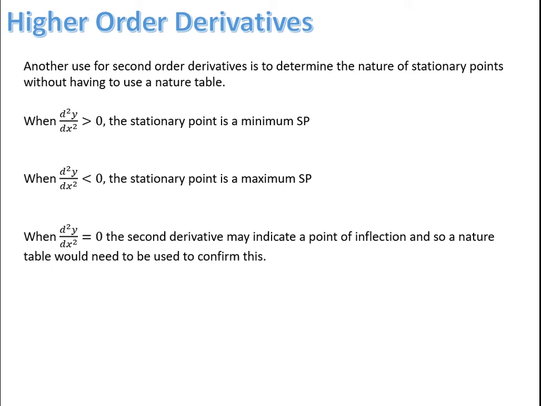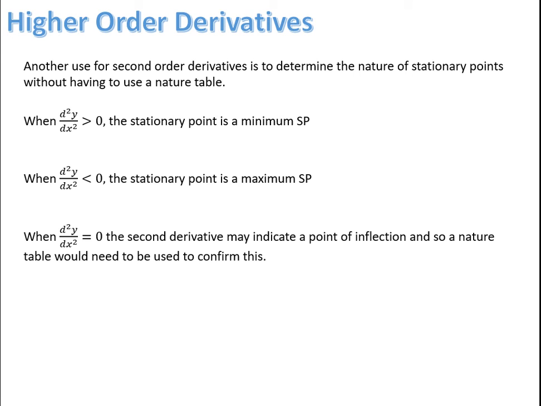Okay, so in a situation where we find that d squared y over dx squared is greater than 0, so obviously by this point we've substituted something in, so we know where the stationary point occurs from what we've done with the first derivative. If we substitute that value into the second derivative and our answer is greater than 0, then the stationary point is a minimum stationary point. And likewise, if we substitute in and we get d squared y by dx squared less than 0, then the stationary point is a maximum.